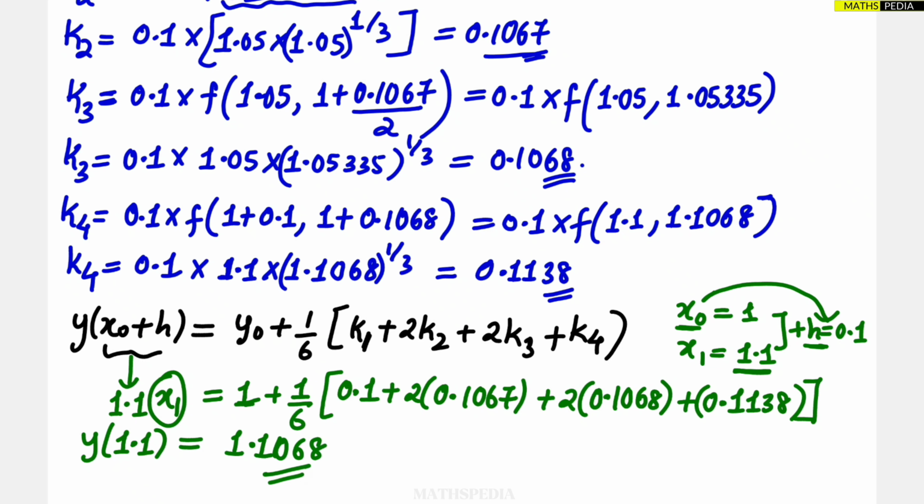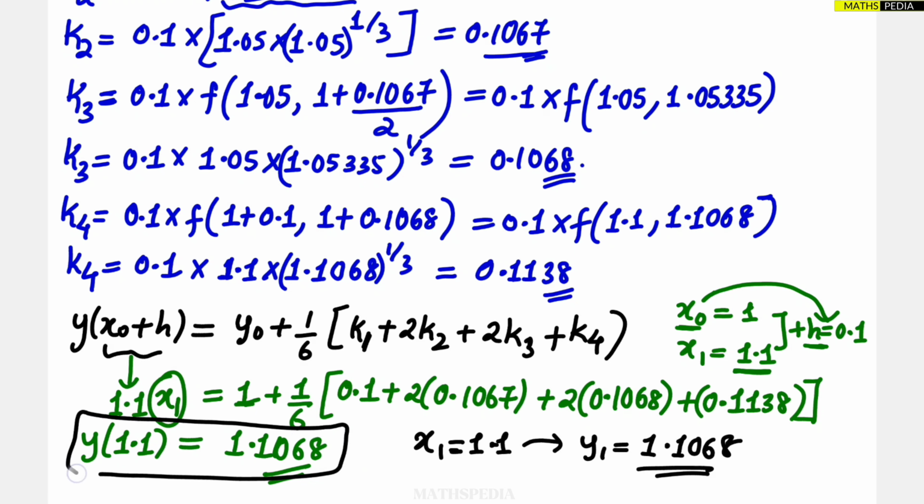This is the final value. Now here we need to understand that at x1 value 1.1, the corresponding y1 value we got is 1.1068. This is the meaning of this particular thing. I hope you understood. X1 you can take it as x also, that is also fine. So the corresponding y value is got.